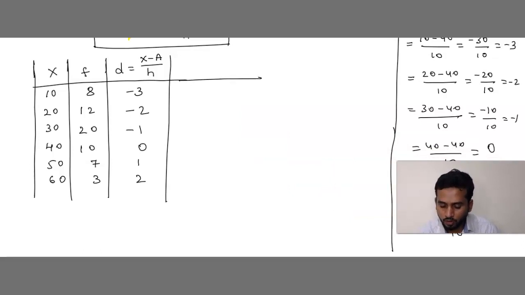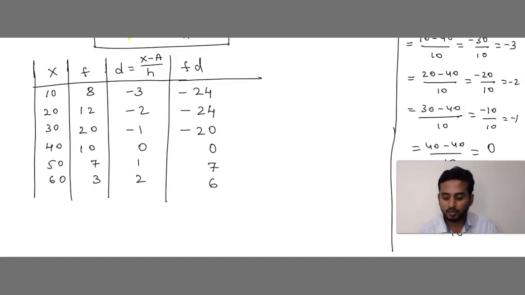Now what we want, FD, F into D. Plus into minus, minus: 8 threes are 24, so minus 24. 12 twos are 24, so minus 24. 20 ones are 20, so minus 20. 10 ones are 10. 10 into 0 is 0. 7 ones are 7. 3 twos are 6. Here we can see we have negative numbers, here positive numbers, right? All negative numbers we add separately, that is minus 24, minus 24, minus 20, that's minus 68. 10 plus 7 plus 6, that's nothing but 23.